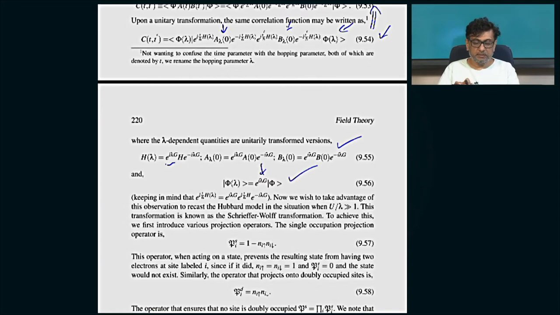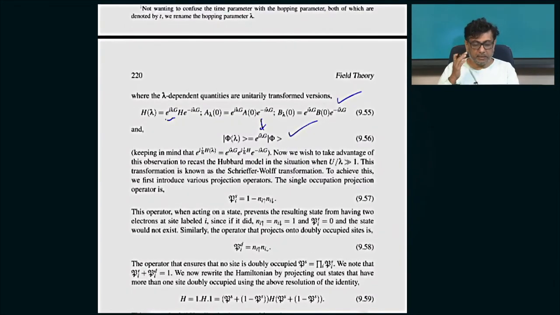So how do I achieve all that? To do that, I am going to first introduce something called the projection operator. This projection operator is defined like this. It is the single occupancy projection operator. It takes any state, and if you act with this projection operator, it just destroys all the doubly occupied states.